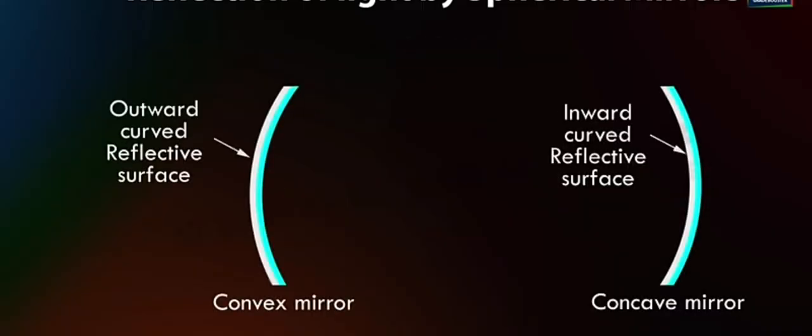Now, let us understand the reflection of light by spherical mirrors. A spherical mirror is a curved mirror and it forms part of a sphere. Spherical mirrors are of two types: one, convex mirrors, and two, concave mirrors. A convex mirror is a type of spherical mirror that has an outward curved reflective surface. A concave mirror is a type of spherical mirror that has an inward curved reflective surface.